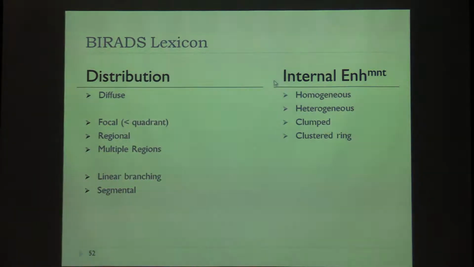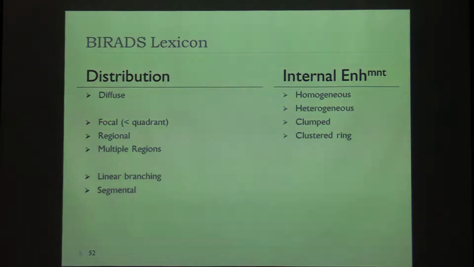And then you have to describe the internal enhancement, and as you can see, it's simpler than previously. Now the internal enhancement can be homogeneous, heterogeneous, clumped, or clustered ring. So there is no more dendritic enhancement and things like that.